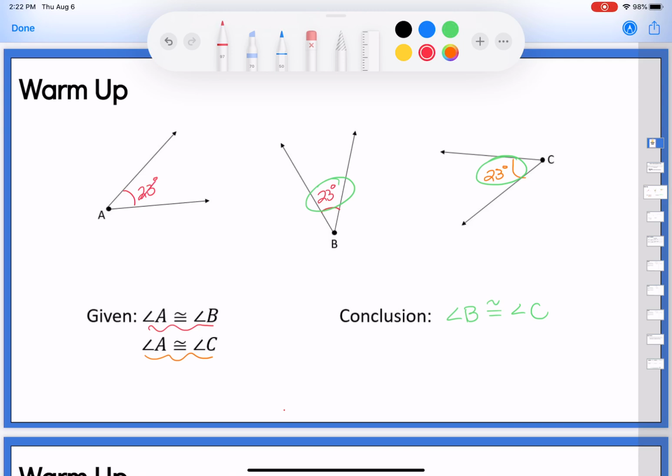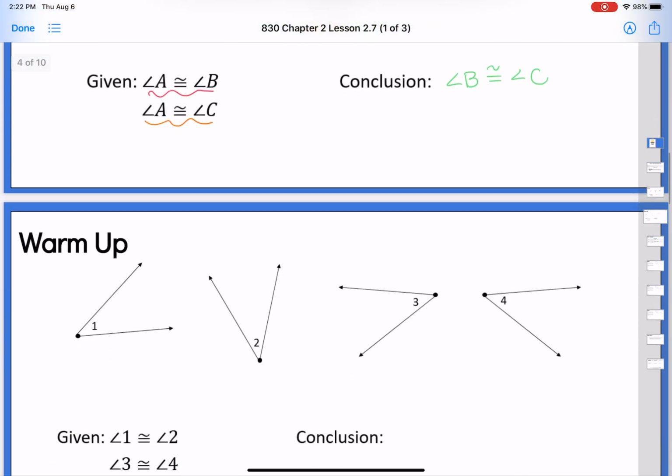Now, I didn't have to give you a number. This could just be X, right? In which case, this would be X. And then this would also be X, right? So you don't actually need an angle measure for that to work, but sometimes it's easier to see it when you put a number in there. So the big conclusion you could make from this one, hopefully you saw it, was that angle B would be congruent to angle C. Now we don't really have a theorem for that yet, right? So maybe that's something coming up. Let's look at this other warm-up.